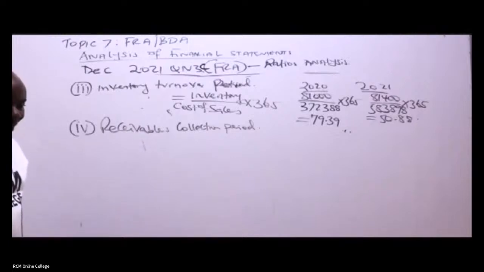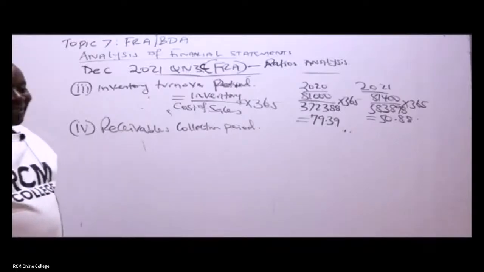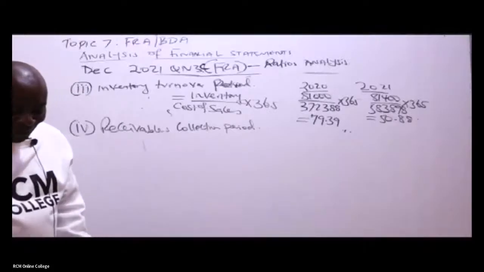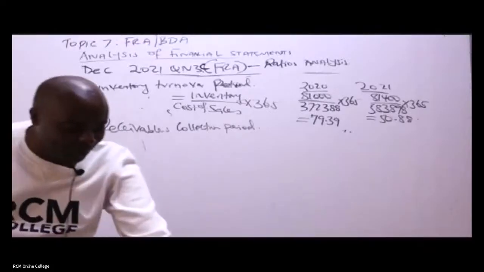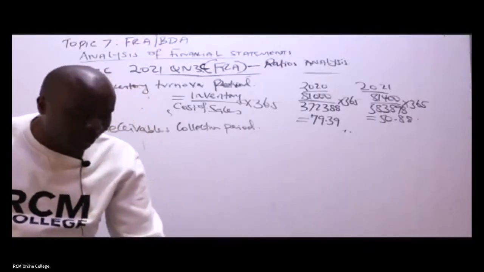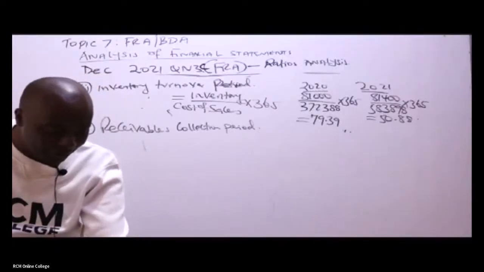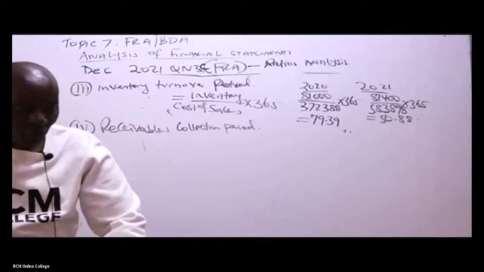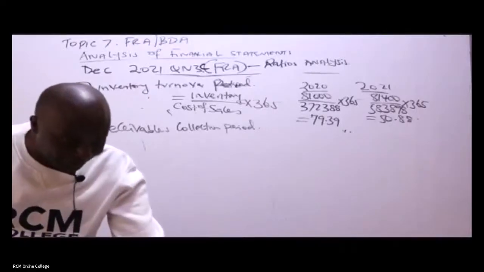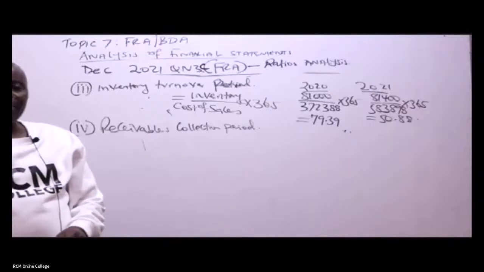Yes, write in decimals. So receivables collection period. I'm waiting for you great students to try even giving me the formula. We see whether you will be able to get it right.